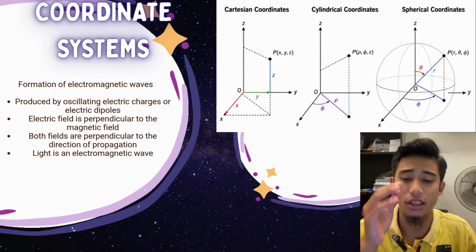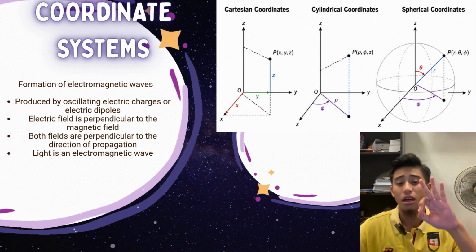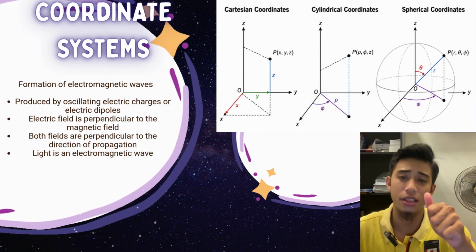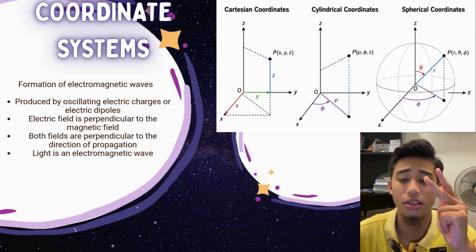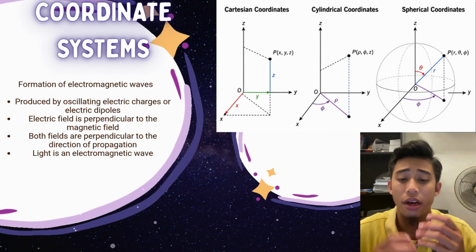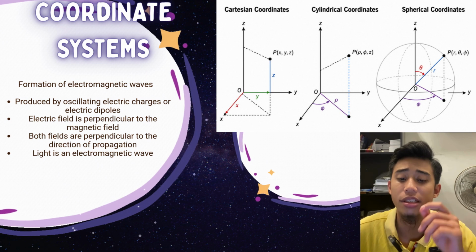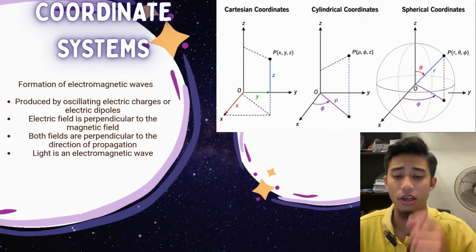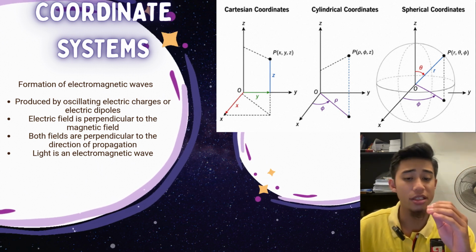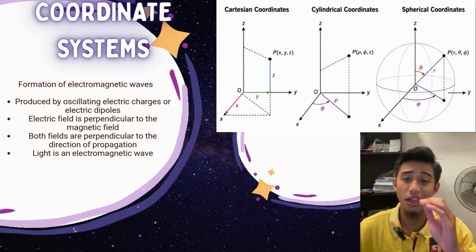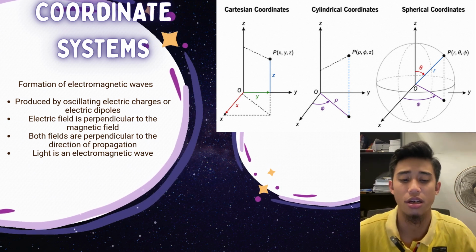The coordinate systems. There are three main orthogonal coordinate systems. First is Cartesian, second is cylindrical, and the third one is spherical coordinates. They are called orthogonal systems because their coordinate directions are mutually perpendicular. The best coordinate system depends on the symmetry of the problem. Cartesian coordinates are suitable for rectangular or straight geometries.